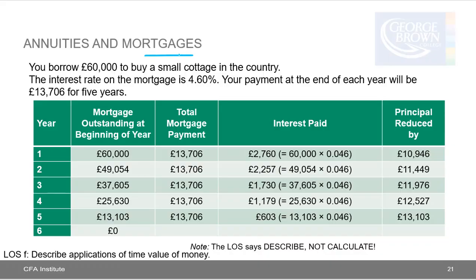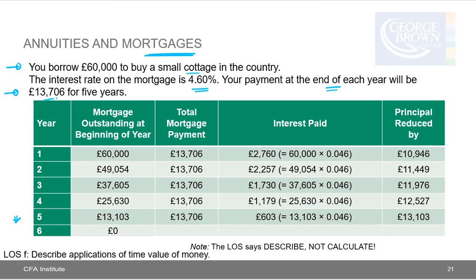So in this slide, we're going to look at an example of a mortgage. You borrow £60,000 to buy a small cottage in the country. The interest rate on the mortgage is 4.6%. Your payment at the end of each year will be £13,706 for 5 years. So the payments are being made at the end of each year. It's only an annual payment, and there's 5 payments to be made.